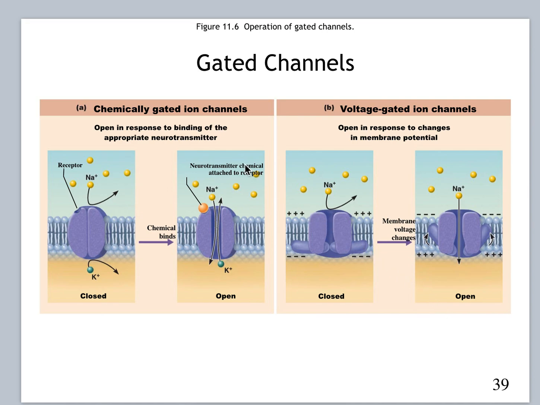Another word for ligand-gated is chemically gated channels. This just shows the same type of thing. How the channel is closed when the ligand binds to the channel, opens it up, and allows the ions to flow through. Here's a voltage-gated channel. Here the voltage is polarized. It's negative on the inside, positive on the outside. When that changes, such as negative on the outside and positive on the inside, it opens up the channel, allowing the ions to flow through.